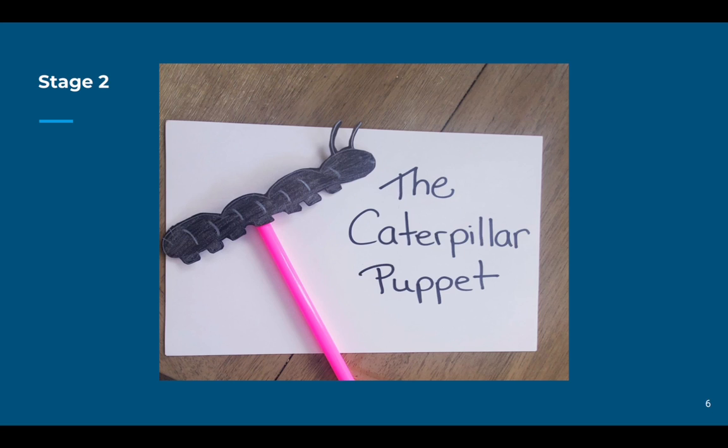So let's talk about stage 2. Some pointers and some tips here for the caterpillar. So you're going to want your caterpillar large enough to see as a shadow puppet in the screen. So don't make them too small. I would say probably for this one, about an inch thick and maybe 3 to 4 inches long.